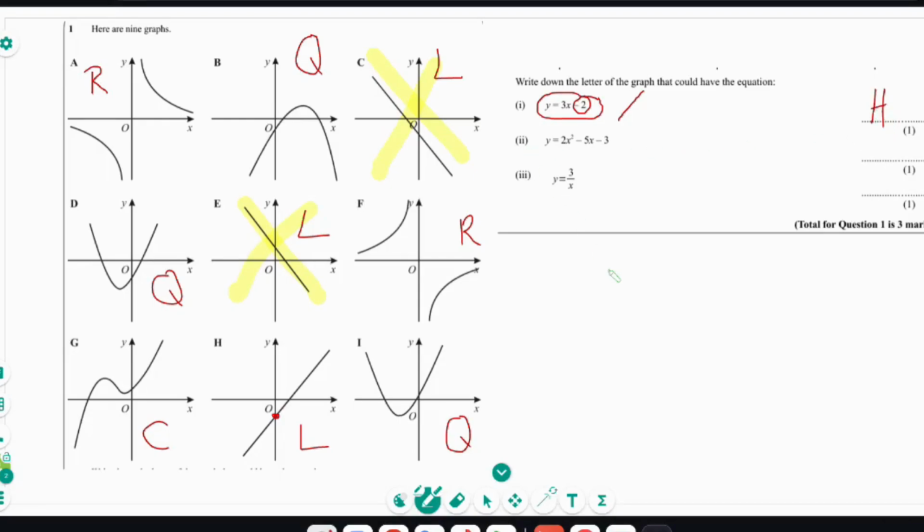Okay, part 2, we've got a quadratic graph. It's a positive quadratic graph, so it can't be B, because B is a negative quadratic graph. So it could be D, and it could be I. Let's have a look, the y-intercept is -3. So if you look at I, your y-intercept's positive. So here it must be D.